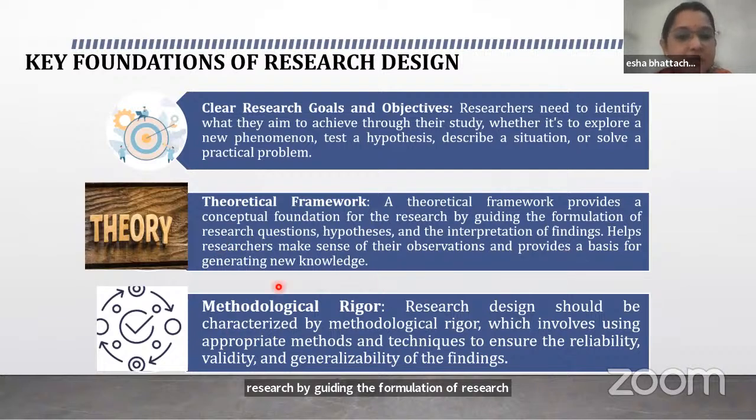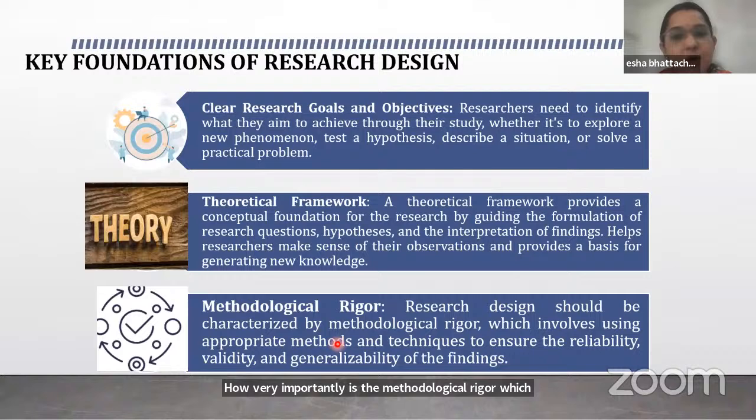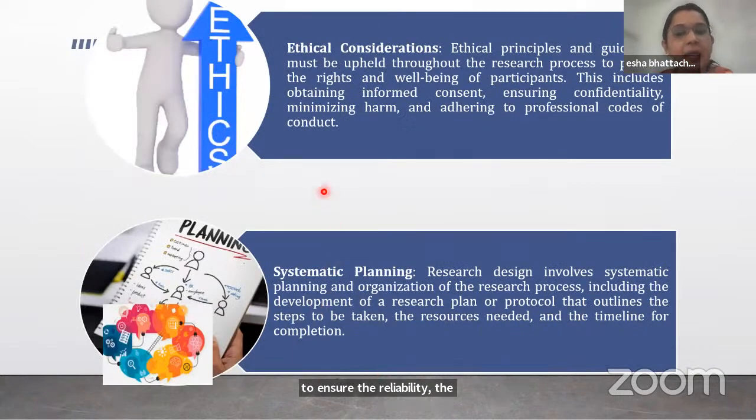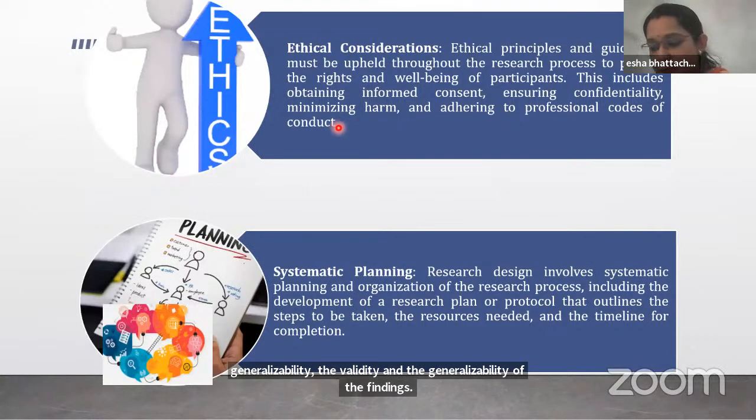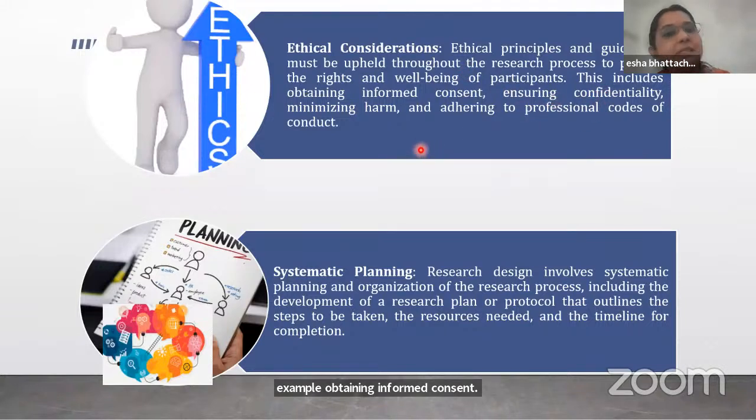Third, very importantly, is the methodological rigor, which is marked by using appropriate methods and techniques to ensure the reliability, the validity, and the generalizability of the findings. Next important key foundation is the ethical considerations, which must be upheld throughout the research process to protect the rights and well-being. For example, obtaining informed consent, ensuring confidentiality, minimizing harm, and adhering to the professional codes of conduct.